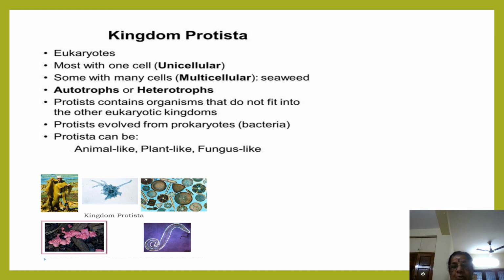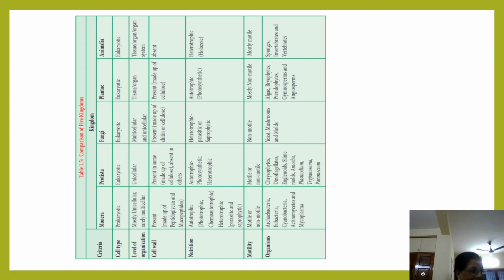And then eukaryotes are further classified as organisms with a cell wall and without a cell wall. With a cell wall, they are kingdom Plantae and kingdom Fungi. Plants are autotrophs, they can prepare their own food. Heterotrophs cannot make their own food, so they depend on other organisms for food. They can be parasites, saprophytes or in symbiotic association.